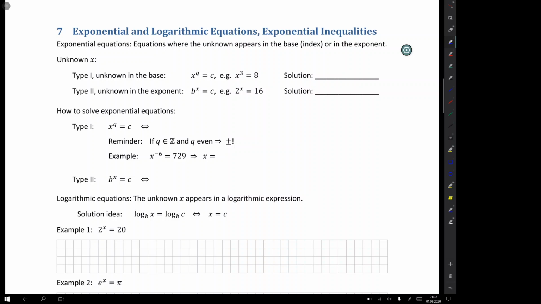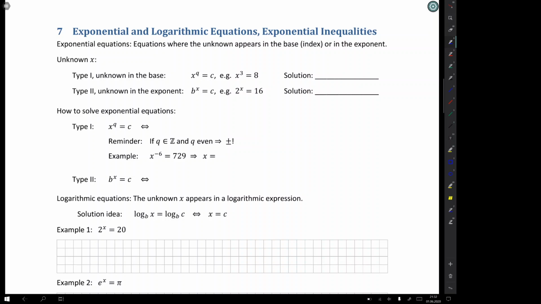An exponential equation is an equation where the unknown appears in the base or in the exponent. We have seen these exponential equations already in the previous chapter about powers and power functions, but now that we have learned about logarithms, we are able to solve the more complex types of these equations. Let us first revise that there are two types of exponential equations.